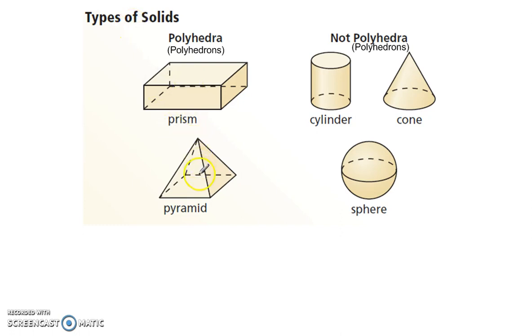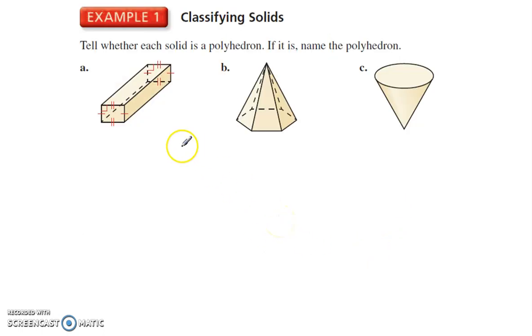Alright, so polyhedra or polyhedrons, both of those are plural form of polyhedron. We have polyhedrons and not polyhedrons. If there is a circular surface anywhere on it, or anything's round on it, then it is not a polyhedron. Okay, that's how you can distinguish those two. Alright, let's look at these 3, tell whether they are a polyhedron. Yes, yes, no, because round surface. Okay, now it says if it is, name the polyhedron.